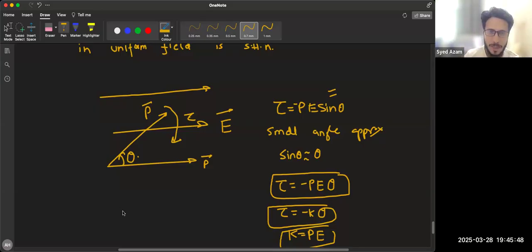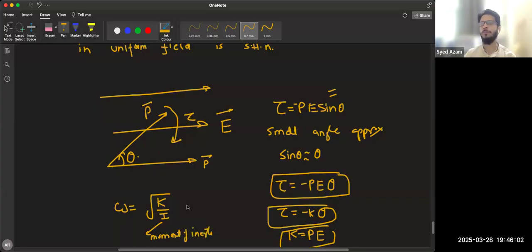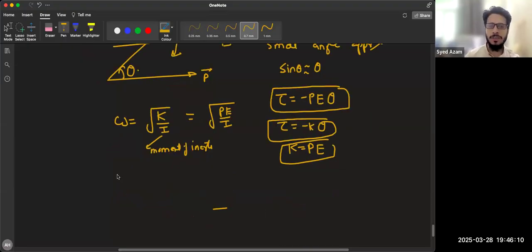Once you have K, you can calculate omega. Omega is root over K by, here instead of mass, we will be using moment of inertia. So this omega will be root over PE divided by I. So once you have omega, you can easily calculate your time period. Time period is 2 pi by omega, which is 2 pi root over I by PE.